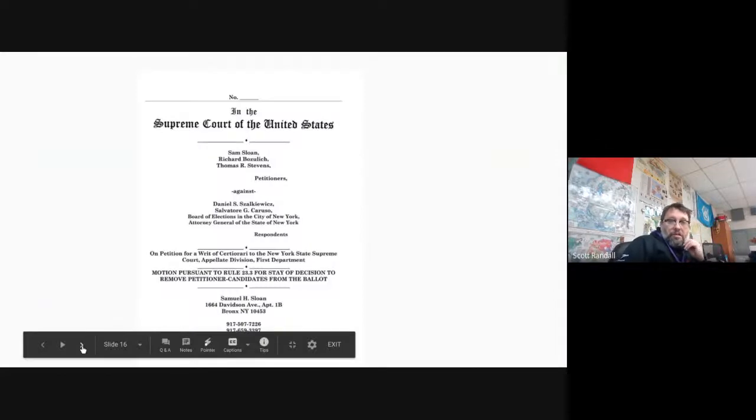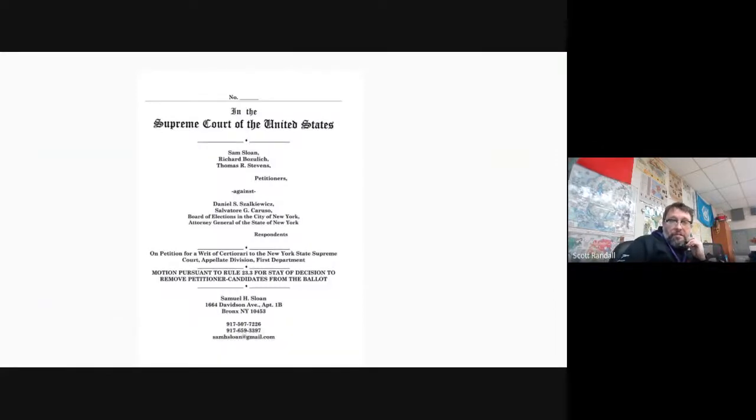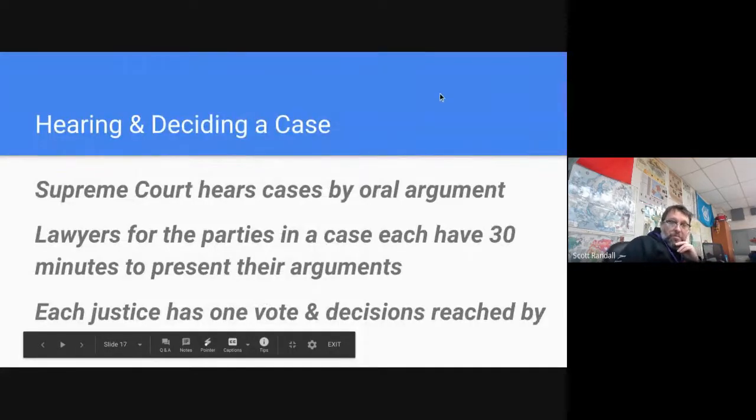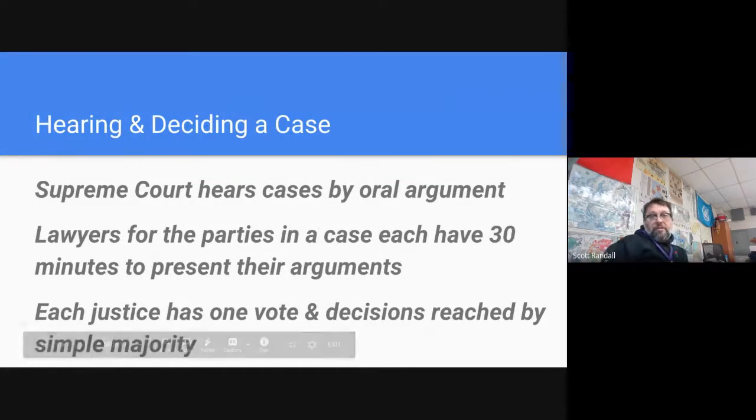This is a writ of cert, just an example of the cover page of that. Again, it has to be written in a specific format, with a lot of legalese and legal interpretation. Supreme Court cases are about what we call oral arguments. Basically, somebody brings it in front of the Court, and they have 30 minutes to present their case in front of the Supreme Court.